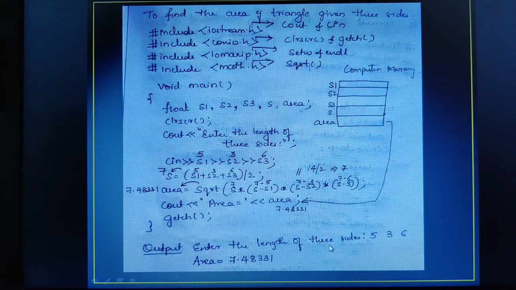Enter the length of the 3 sides, 5, 3 and 6. Therefore the area is 7.48331. So this is how we can even calculate the area of a triangle whenever we are given the 3 sides. I hope you are able to understand.